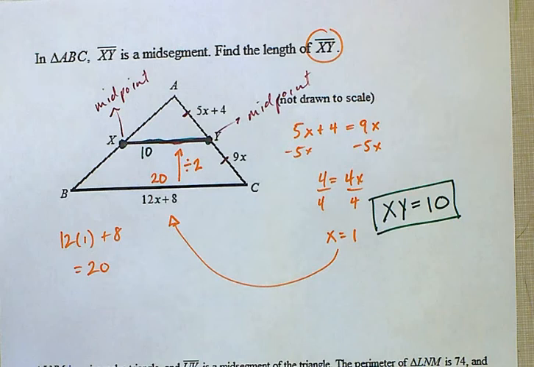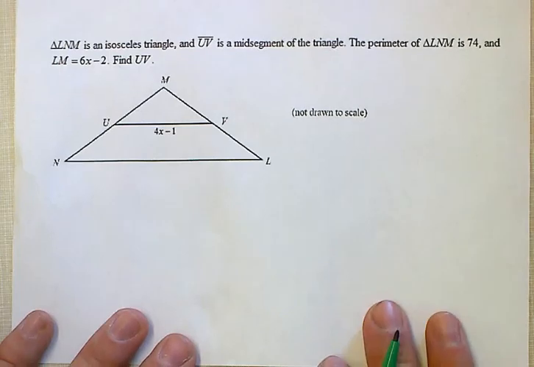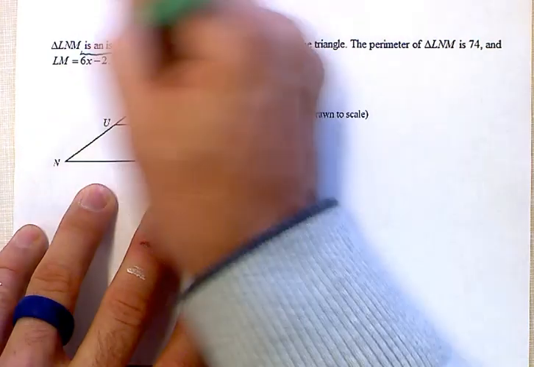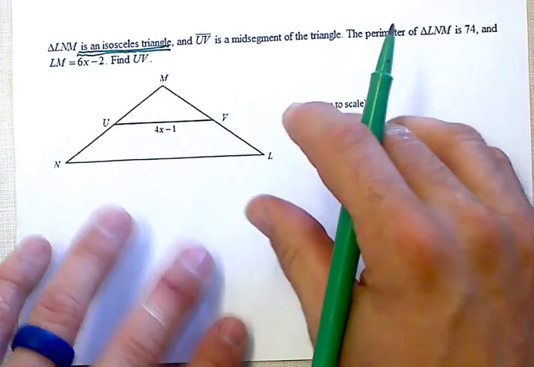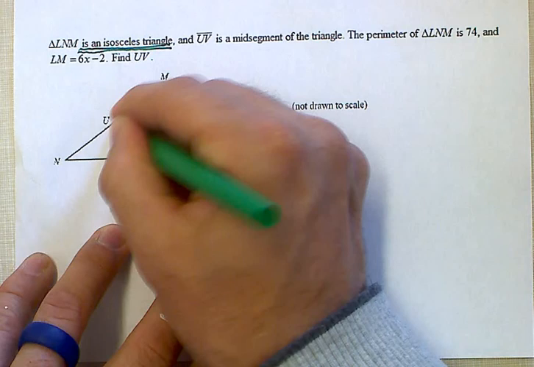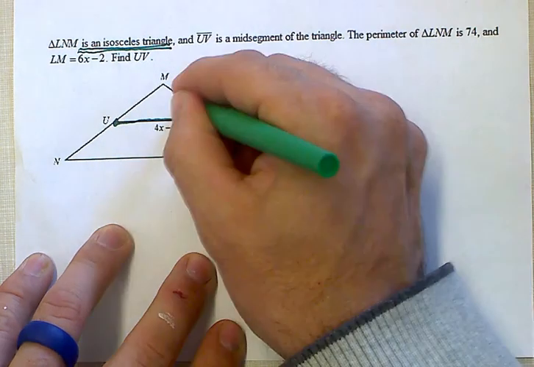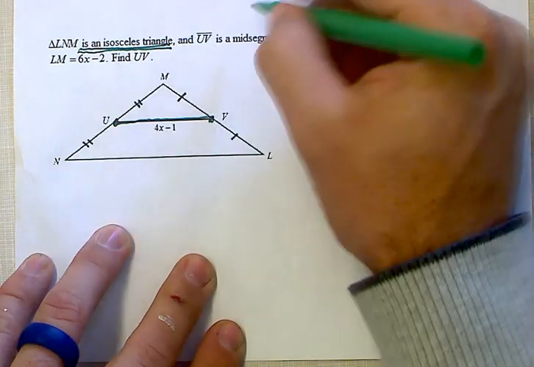This is a good question here because it brings into play, like we've talked in the past, there's a reason why they're telling you about isosceles triangle. Don't ignore the fact that it says isosceles. There's something there that is important. And it's telling me UV is a mid-segment. Okay, that's good. That's telling me that these pieces are the same. All right, I'm basically going through this question here, looking at what they're giving me.